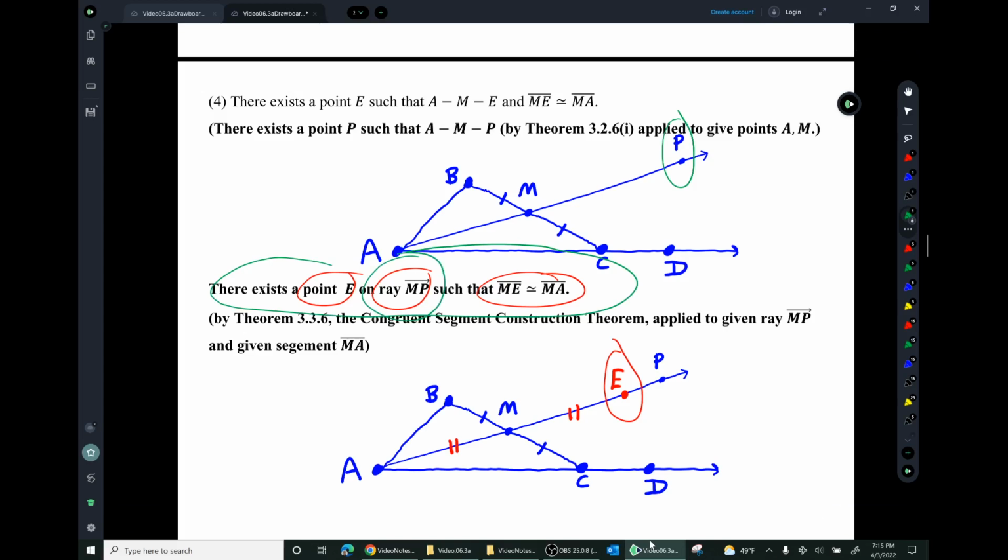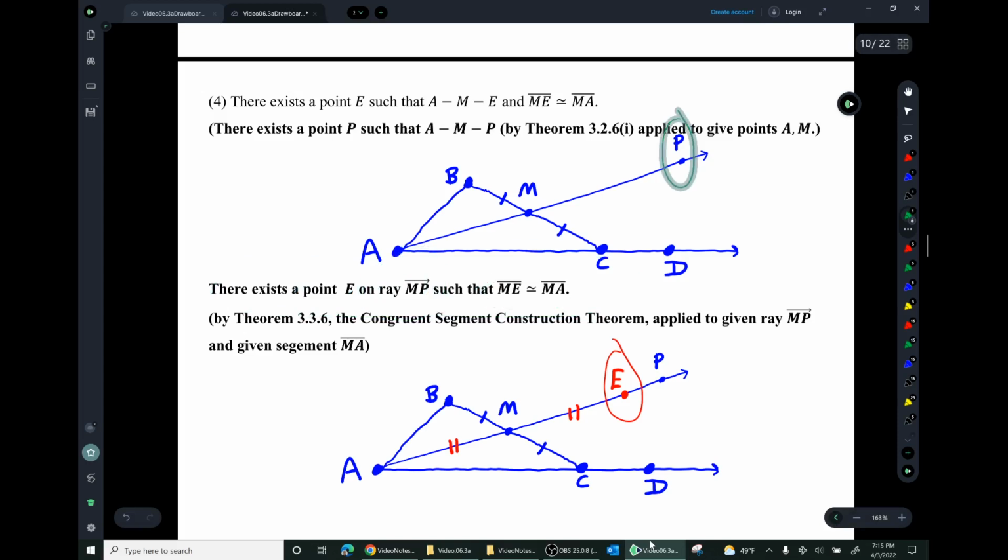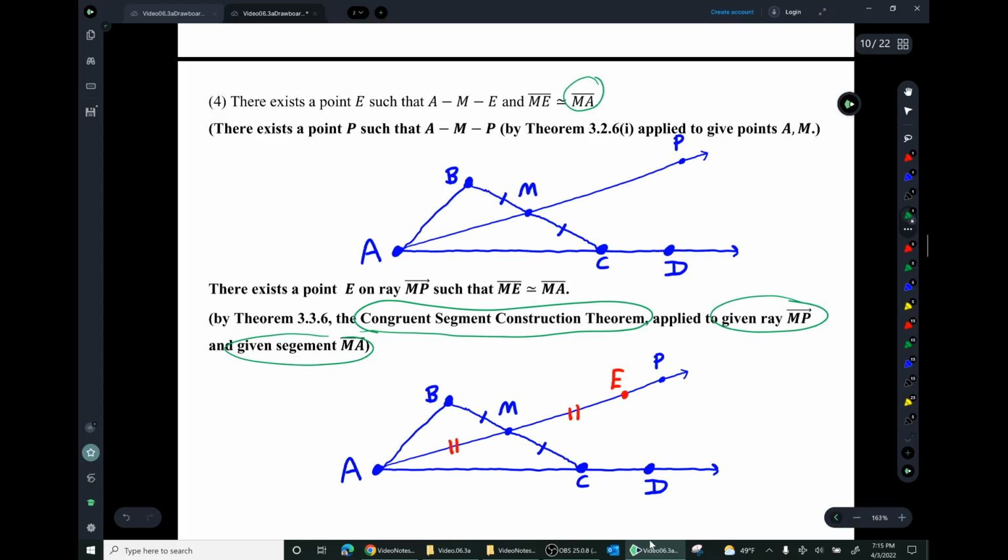We are going to use as our justification for this statement the congruent segment construction theorem. And that theorem has to be applied to a given ray and a given segment. We had a given segment before, segment MA, but we did not have a given ray. So we had to introduce this point P in order to have a ray MP in order to say that there's this point E that exists on that ray.